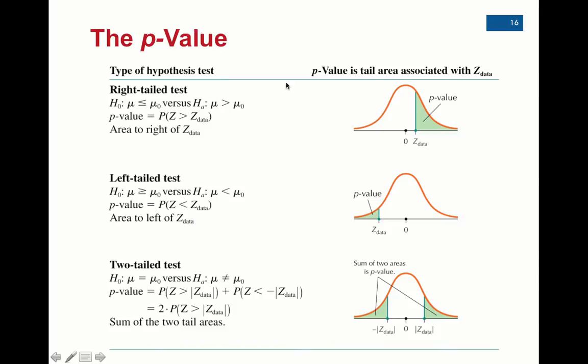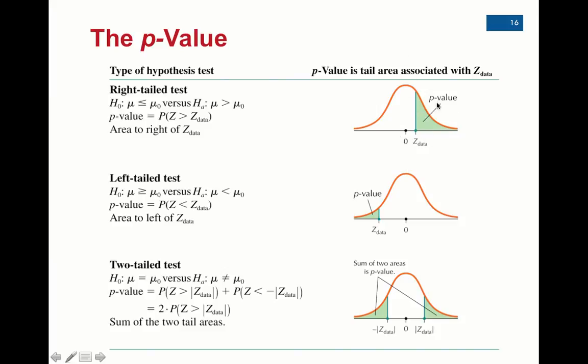So the main thing here, just visually, I want you to look at this side on the right, is that if we have a right-tailed test, the p-value is the area to the right of your z-data. Okay, remember z-data is a formula that tells us how many standard deviations from the mean our sample statistic is. And remember, the idea is the further away z-data is from the mean, the more evidence we have, and thus the smaller the p-value is. And the smaller the p-value is, the more likely we are to reject the null.